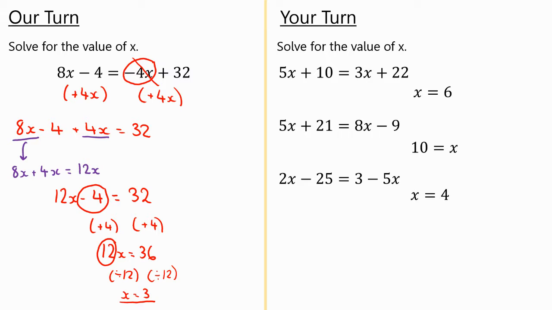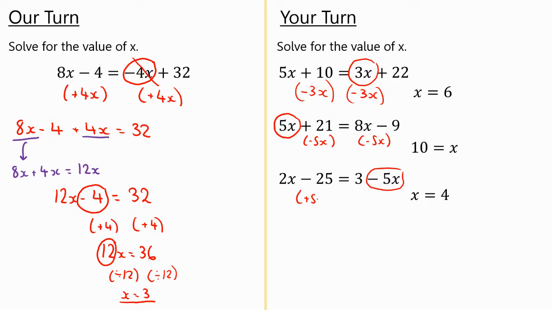Remember with this, when we're collecting our x's, because they're on both sides, what we want to do is look for the smaller x and gather that to the other one. So in the first example, we want to move the positive 3x over by taking 3x from both sides. On the second one, we want to move the 5x over because that's smaller than 8x. So we take the 5x away from both sides. And the last one, slightly more difficult, we've got a 2x and a minus 5x. So we want to move the minus 5x over by adding 5x to both sides.